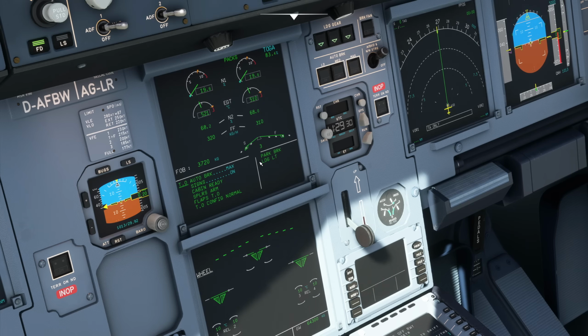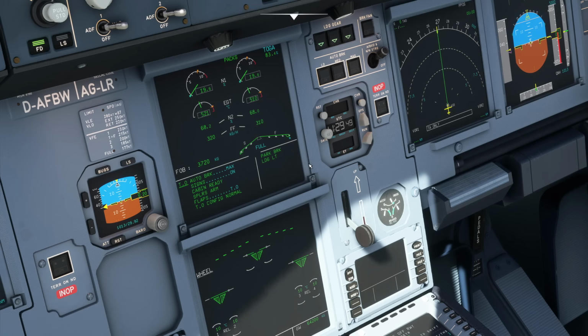And finally, I will just point out that the difference in flap angle between 2 and 3 is quite small. So flap 2 is 15 degrees of flap. Flap 3 is 20 degrees, so only 5 degrees difference. But if we go to flap full, it's 40. So flap full is double the angle of flap 3.